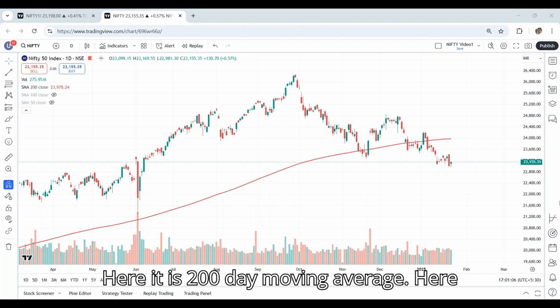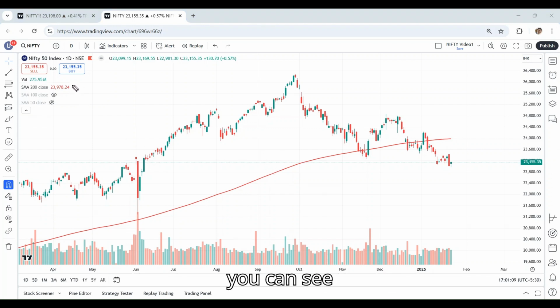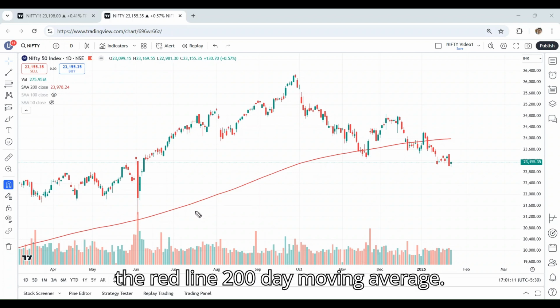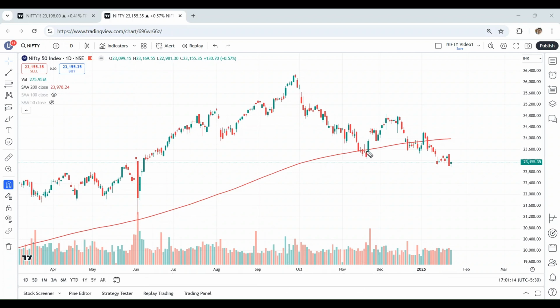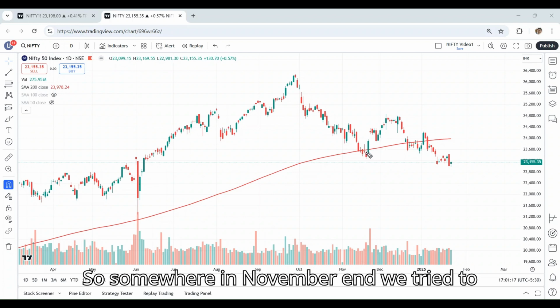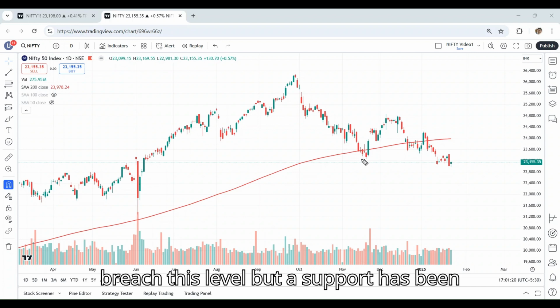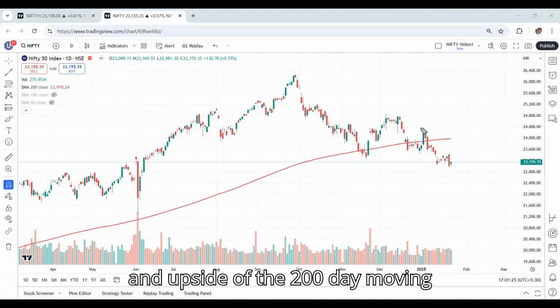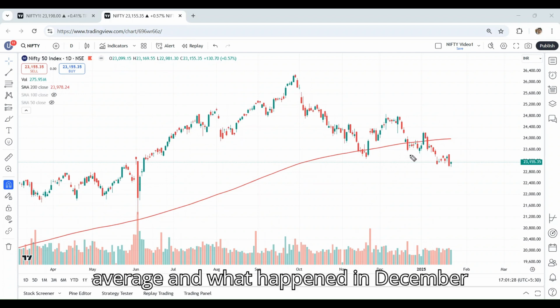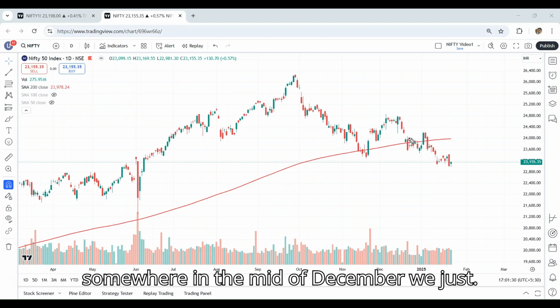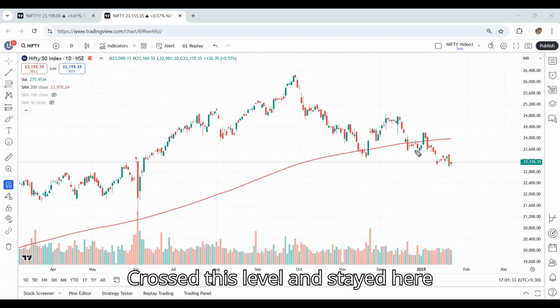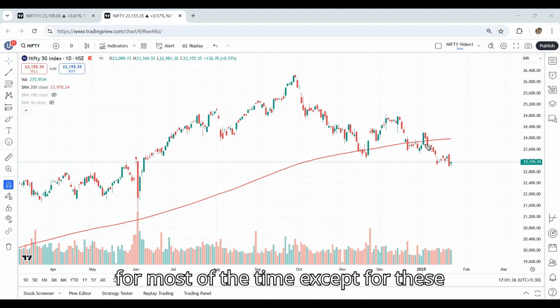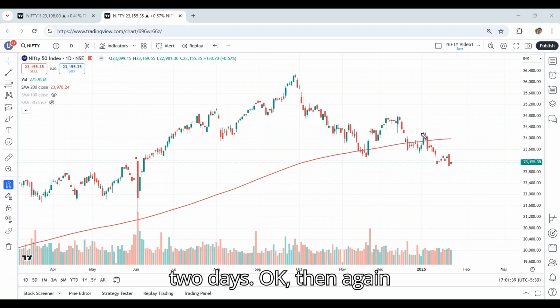Here it is, the 200-day moving average. Here you can see the red line, the 200-day moving average. Somewhere at the end of November, we tried to breach this level, but support was found here, and again we went back to the upside of the 200-day moving average. And what happened in December? Somewhere in the middle of December, we just crossed this level and stayed here for most of the time, except for these 2 days. Okay, then again we are going down.